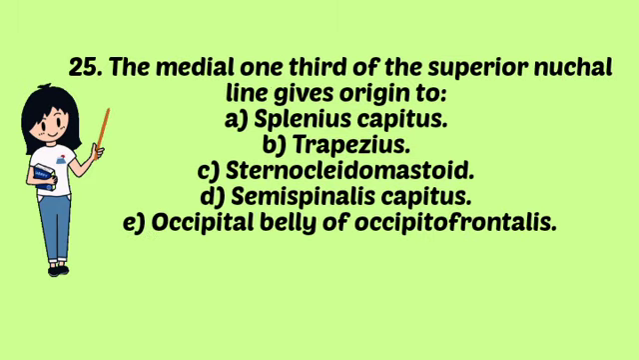25. The medial one-third of the superior nuchal line gives origin to A. Splenius capitis, B. Trapezius, C. Sternocleidomastoid, D. Semispinalis capitis, E. Occipital belly of occipitofrontalis. Option B is correct, trapezius.